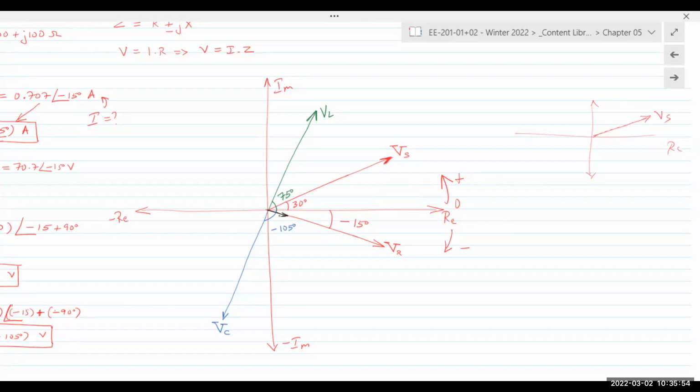So the angles could be any value. You got minus 15, plus 30, plus 75, minus 105. But the individual relationships for every component still remain the same. It still remains true. Plus 90 for inductor, minus 90 for capacitor. So that's a big indicator of how you would verify your answer.